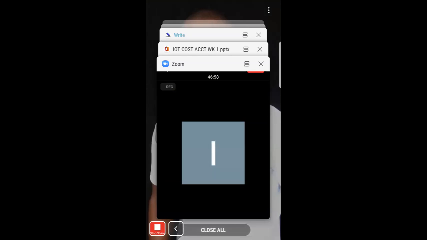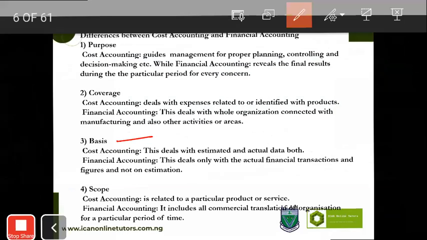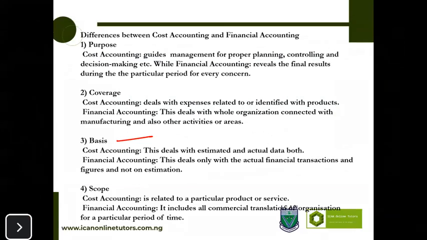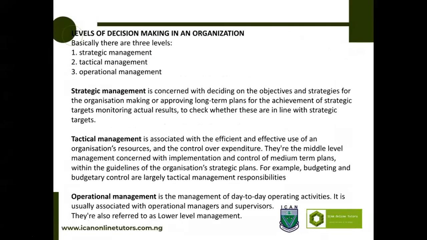Another one is the legal requirement. Cost accounting is not regulated by any law, whereas financial accounting is mostly regulated by either IFRS or any other statutory requirement. For the other ones, let us just go through them because we have a lot of business to do.